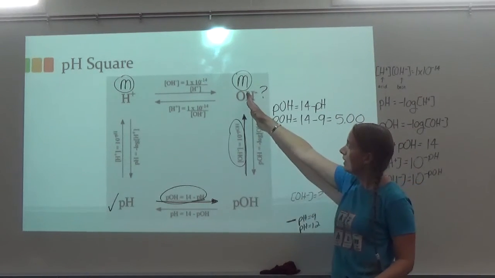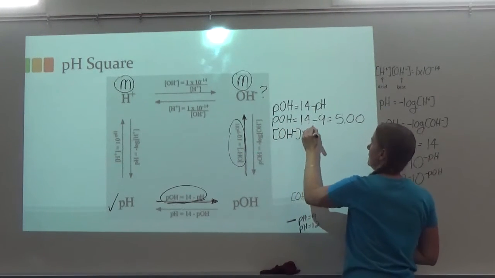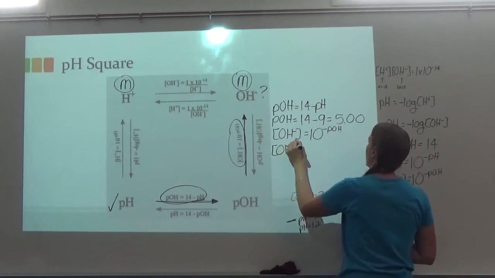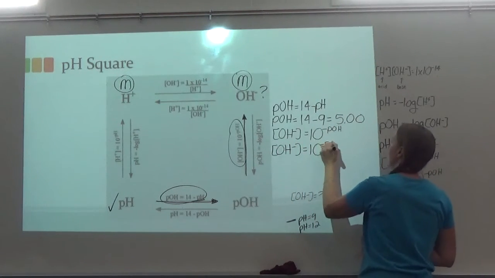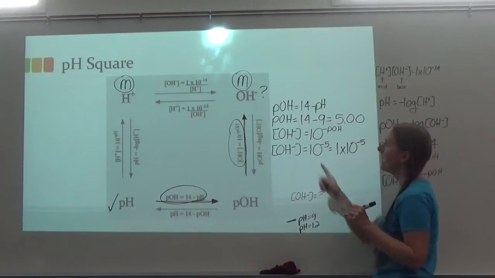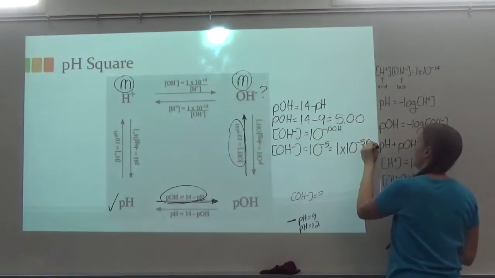So now I'm just going to go up. So it tells me OH minus is 10 to the negative pOH. So I just say, okay, well, OH minus is 10 to the negative 5. Your calculator will most likely just give you 1 times 10 to the negative 5. And since I calculated OH minus, what do I have to remember? To put the molarity.